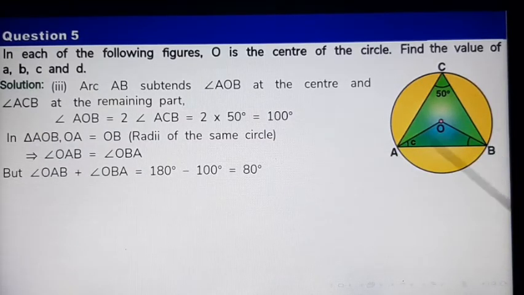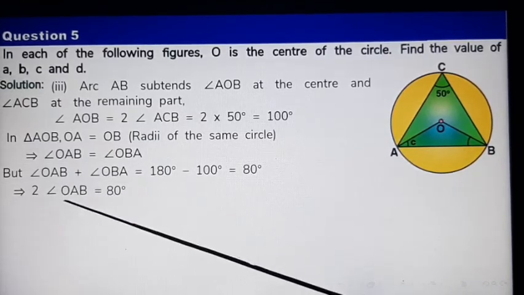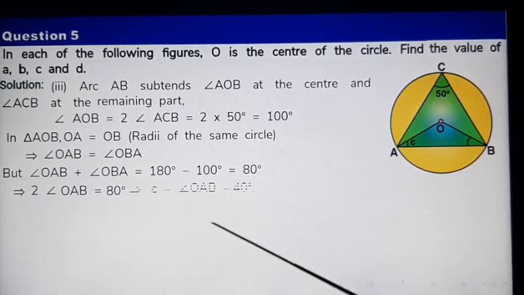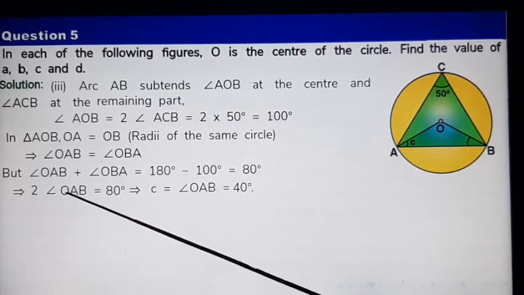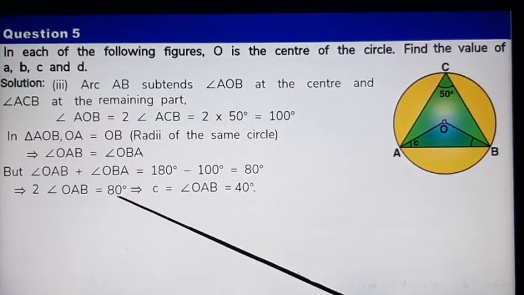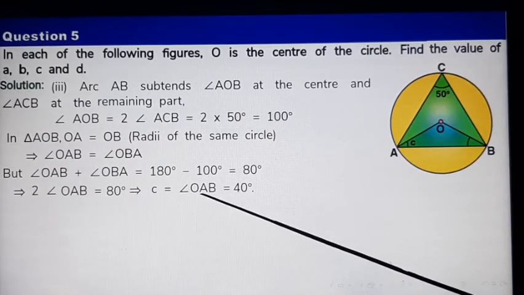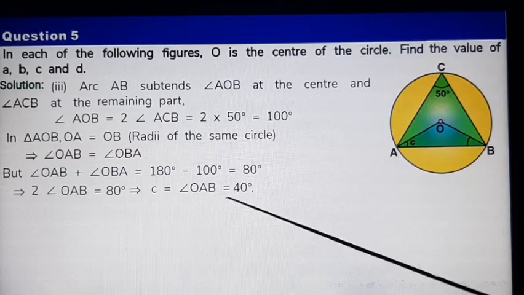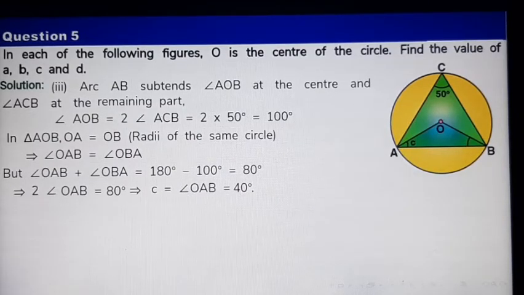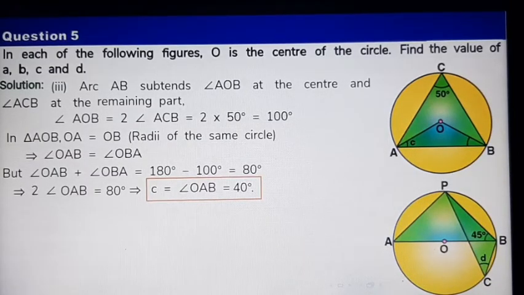As I said, this angle and this angle are going to be equal. That's why, instead of OBA, I have written OAB. So OAB plus OAB will be 2 OAB, which is 80, so OAB will be 80 by 2, which is 40, right? And we know that angle OAB is angle C, so C equals 40 degrees. Let us move on to the last part.